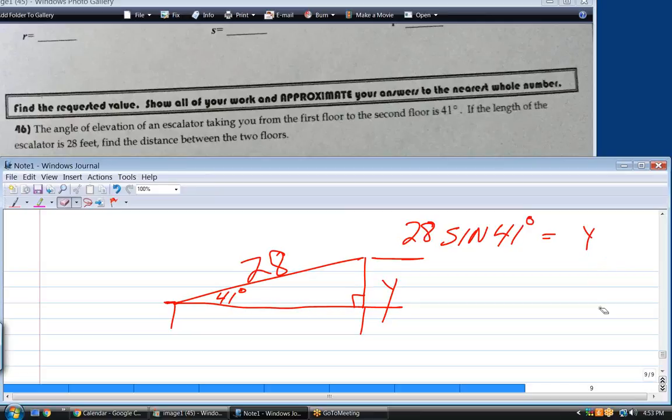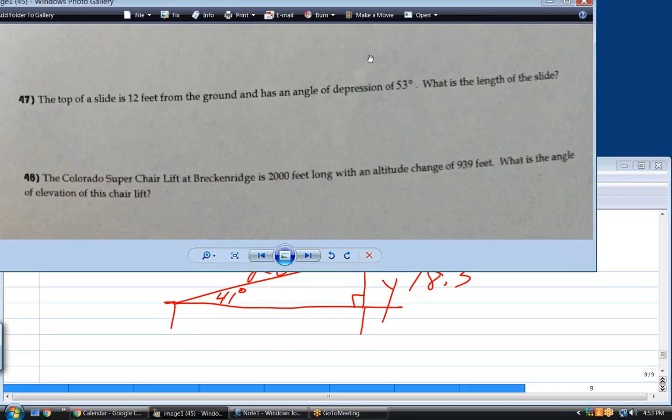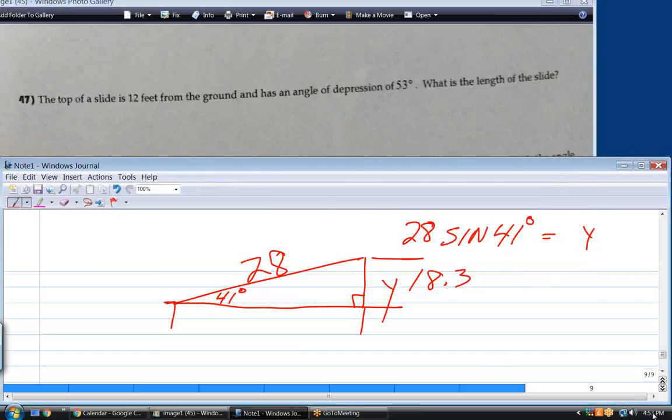Go ahead and get that number. Let's just make sure we have a number that's reasonable. We wouldn't want a number that said 2 feet, and we wouldn't want a number that said 100 feet. Okay. What's 28 times sine of 41? 18.3. Okay, that makes sense. That sounds like a distance between 2 floors. Oh, it's the angle of depression, not the angle of declination.